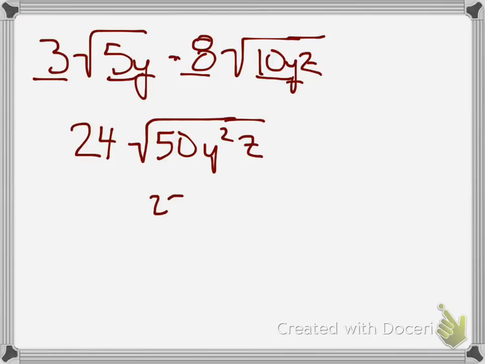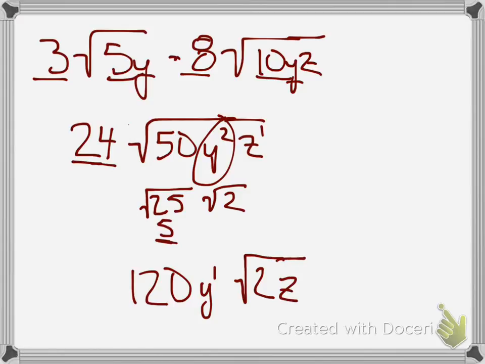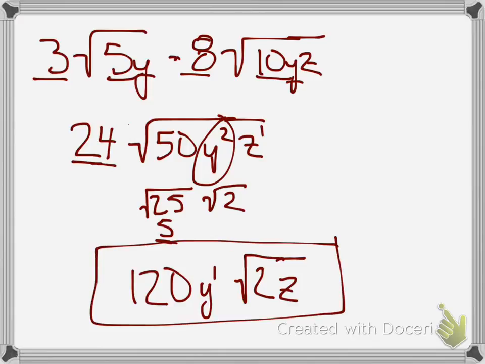So this is the square root of 25 and square root of 2. Well, the square root of 25 is 5, so I could take this 5 times this 24, and that would be on the outside and give me 120. The square root of 2 would stay inside. Now let's look at the y squared. Well, the square root of y squared, take the 2 and divide by 2, will give me y to the 1 with no remainder. Z can't be divided, so it would stay under. And there we go. Okay, so that covers our adding, subtracting, and multiplying.